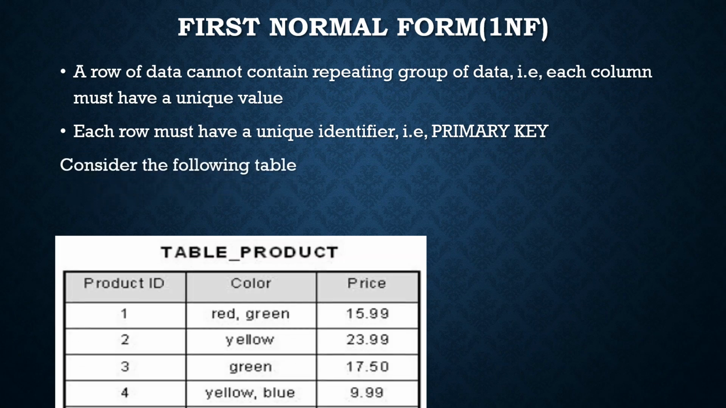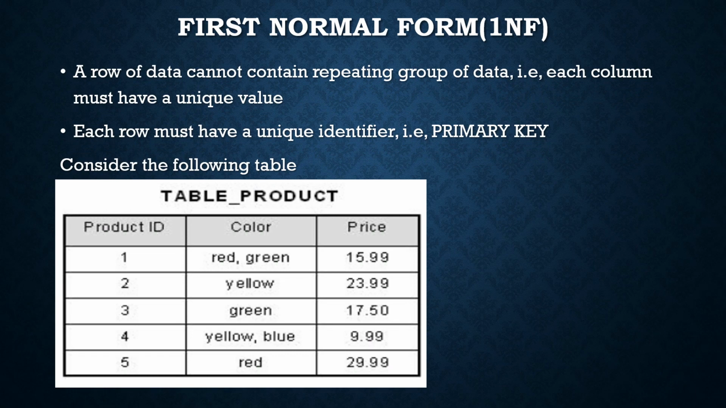Consider the following table. In this table there are three fields or attributes: product ID, color, and price. Take the first row: product ID is 1, and two colors are there, red and green, and the price is 15.99. The second one is yellow, the third one is green, and the fourth one is yellow and blue, and its price is 9.99.